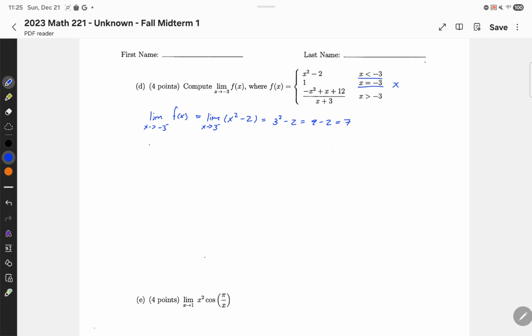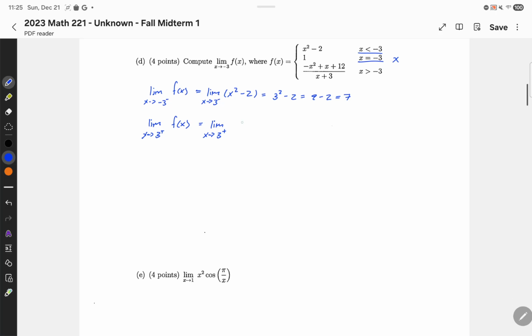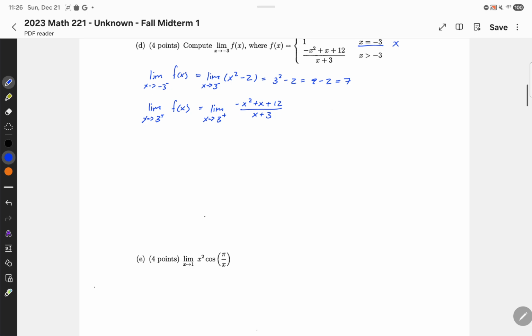And now for the positive side, we're going to have the limit as x approaches -3 from the positive side of f of x. This is going to be equal to the limit as x approaches -3 from the positive side. Let's go ahead and look at this top bit right here. We are going to have minus x squared plus x plus 12 all over x plus 3. And right here, if we plug in -3, we're going to get minus 9 plus 3.